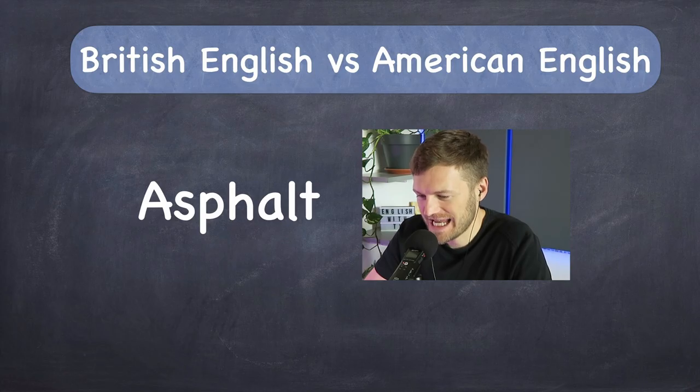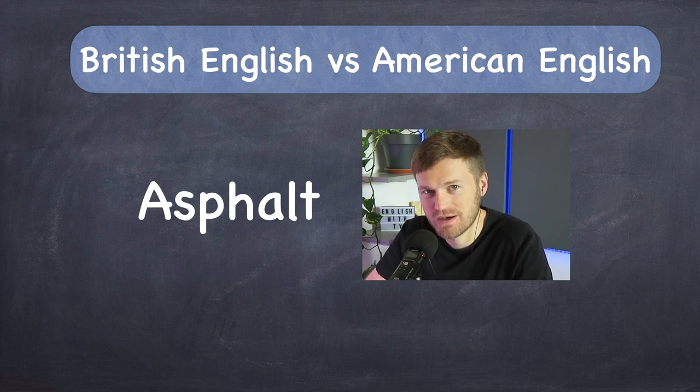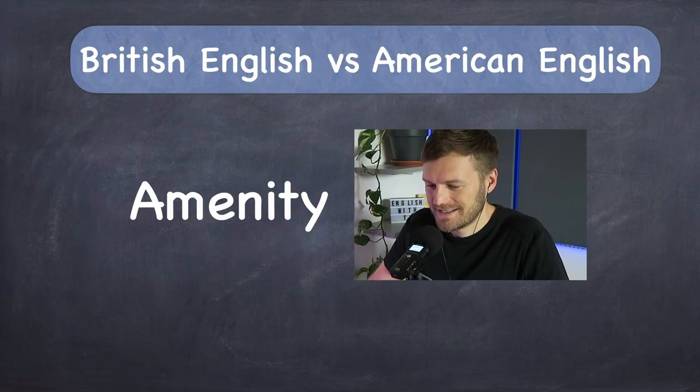And the next word is spelled A-S-P-H-A-L-T. Now, in British English, this would be pronounced asphalt, with an R sound at the beginning, asphalt. And in American English, it would be asphalt, with an A sound, asphalt. Here's an example of the American English pronunciation for you. Asphalt, hand, 1 minute.